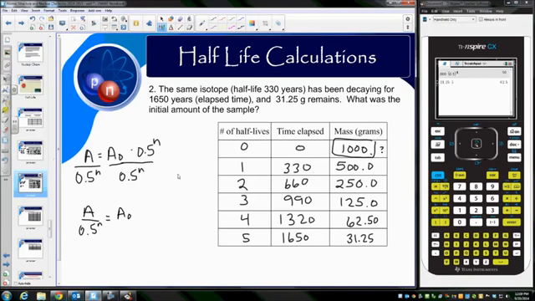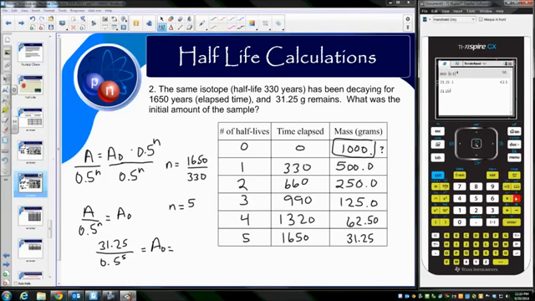So we need N. N is our time elapsed, 1,650 years, divided by our half-life, 330 years. That is 5. Okay. Our A is our final mass, 31.25 grams, divided by 0.5 to the 5th, and that will give us our original mass. So let's do it.